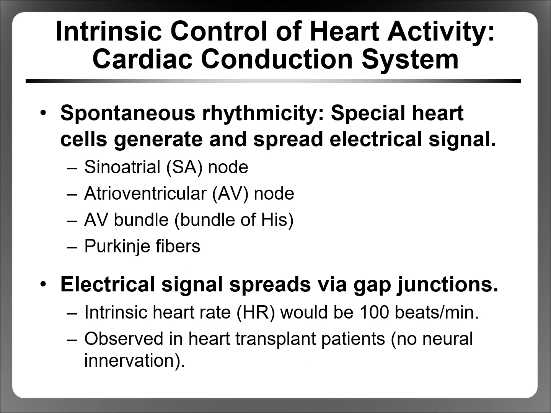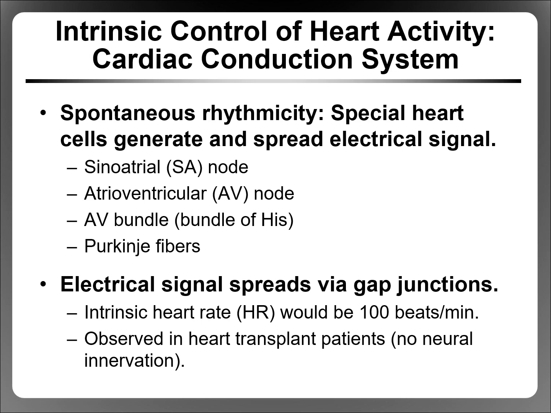All right, so how do we actually control our heartbeat? This is going to be through our cardiac conduction system. Our heart has something unique about it called spontaneous rhythmicity. That is because there are specialized heart cells that can actually generate and spread electrical signals and electrical currents. These are going to be in 4 particular areas. The first is your sinoatrial node or your SA node. The next will be your atrioventricular node or AV node. Next will be your AV bundle, also known as the bundle of His, and your Purkinje fibers. I'll talk about these a little bit more here in a second.